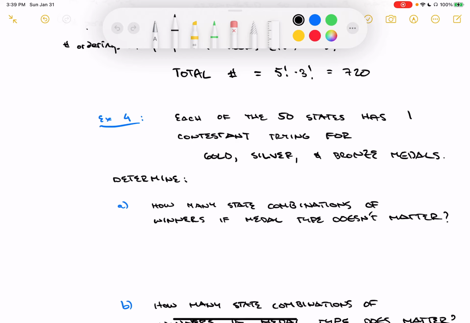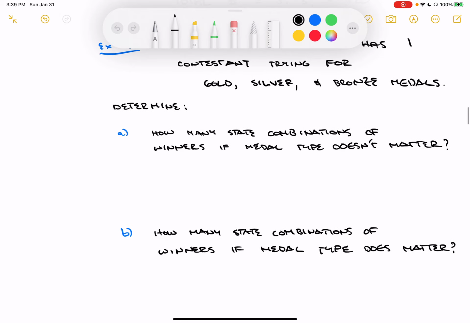This national competition is going to allow all 50 competitors, one from each state, to compete for a gold, a silver, or a bronze medal. There are lots of these kinds of competitions. So we're going to make a couple of determinations on this and then think about when these two different determinations might be appropriate.